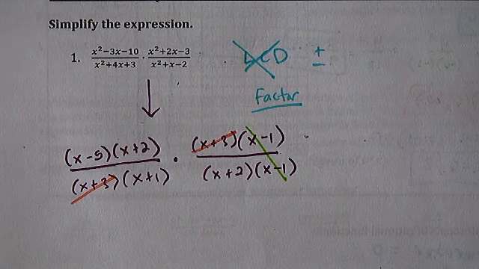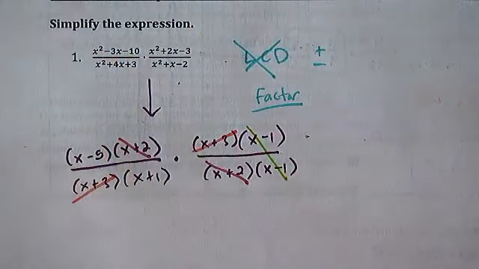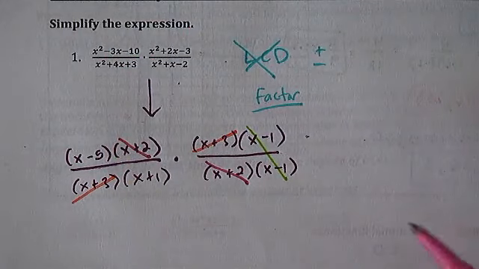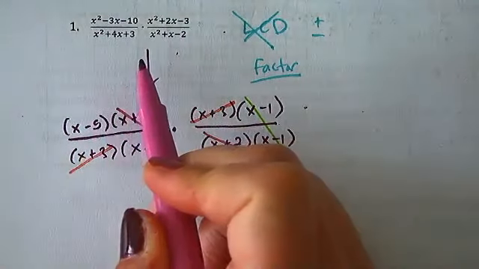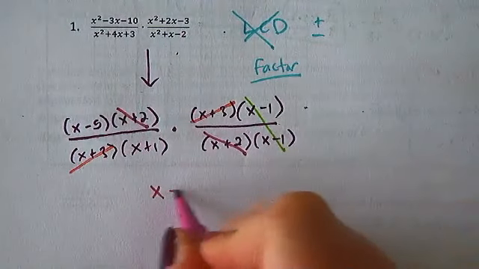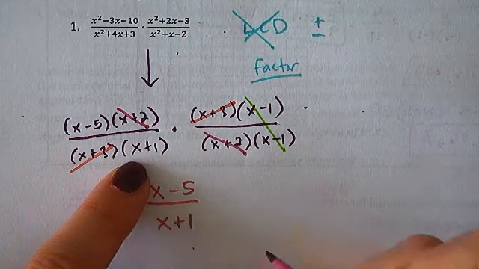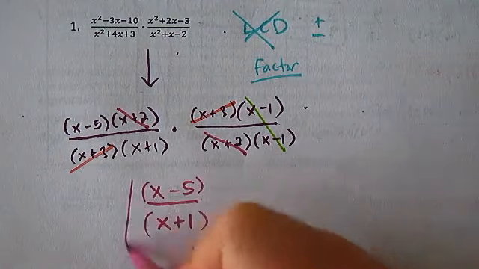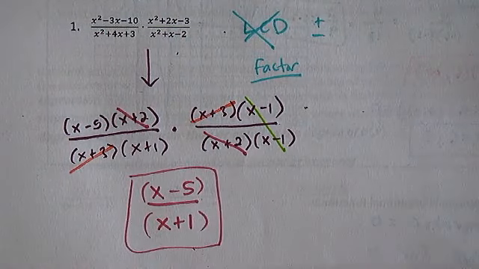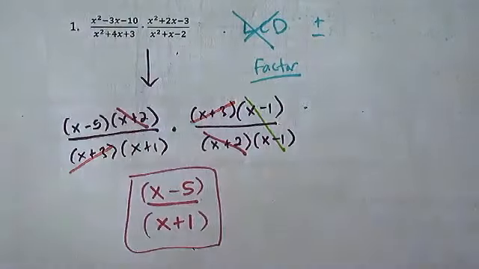Let's see, what else can we cancel out? Looks like I have an x plus 2 on top here and an x plus 2 on bottom there. And whatever I'm left with is my answer. So number 1, all factored out and simplified, is x minus 5 over x plus 1. You can leave it like this, or you can keep your parentheses. It really doesn't matter, but that's your final answer. Okay, so that's simplifying with multiplication.